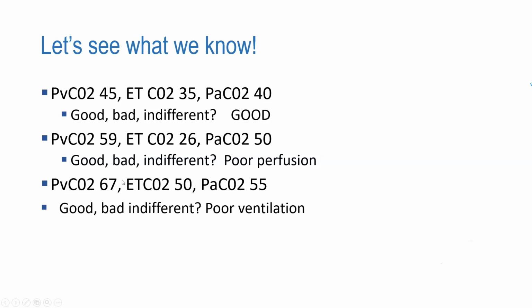Okay, now let's look at this one. PvCO2 67, so that's high. PaCO2 is 55, so that's high. And end tidal CO2 is 50, that's also high. But end tidal and PaCO2 moved in the same direction. So this is a ventilation problem. I need to blow off more CO2, so the arterial CO2 goes down and the end tidal CO2 goes down. The more CO2 I blow off, the more my end tidal will go down unless I don't have blood flow.